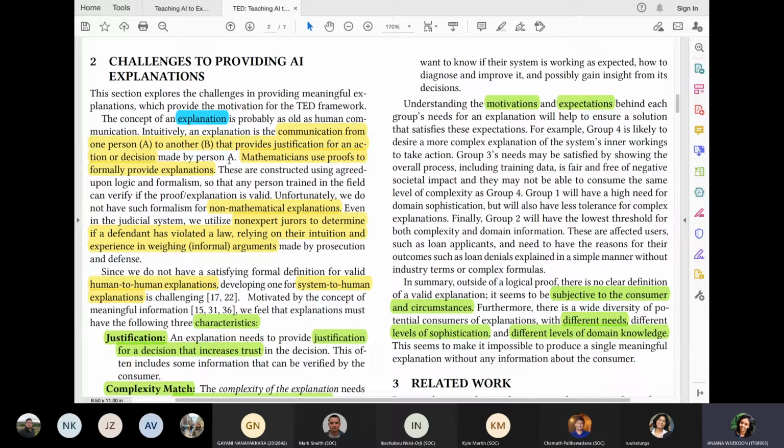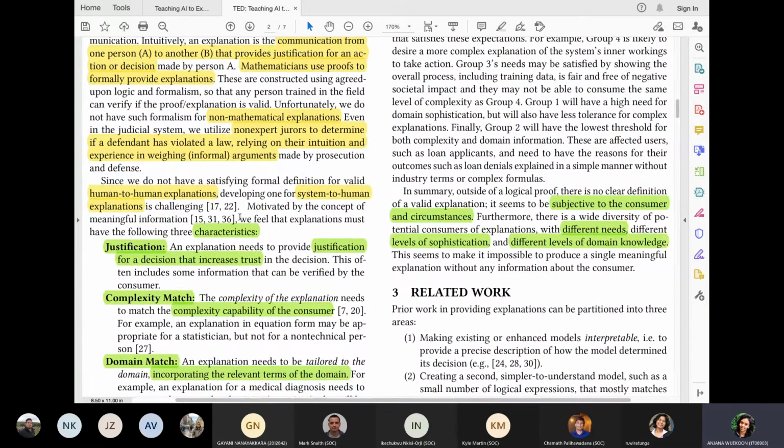It should provide a justification as to why they made a decision, and they find this analogous to mathematicians providing a formal proof. And they go on to explain that when it's non-mathematical, providing this proof is very subjective, and also very challenging, similar to how they use non-expert jurors in the legal system to provide the intuition and experience when making an argument and then finally a decision. So what they're saying is, if human-to-human explanation is so difficult, we have the same challenges when we have system-to-human explanations, like a deep learning model to human explanations.